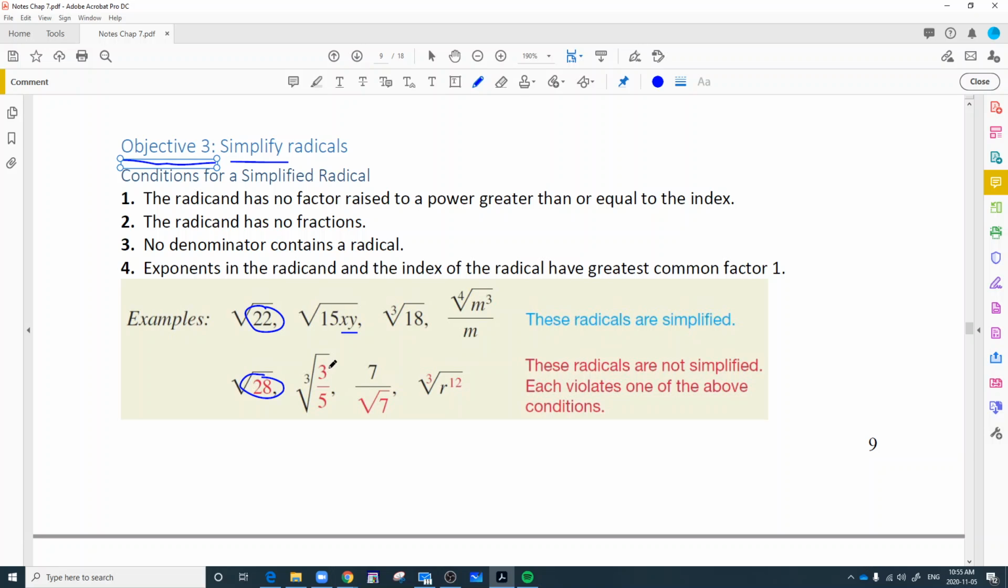You're going to want to make sure that your radicand is not a fraction, and even if the whole thing's not a fraction, that your denominator can't have a radical in it. And then lastly, you're checking that the exponent on the variable is not greater than your index, because that'll be a sign that your radical is not simplified.